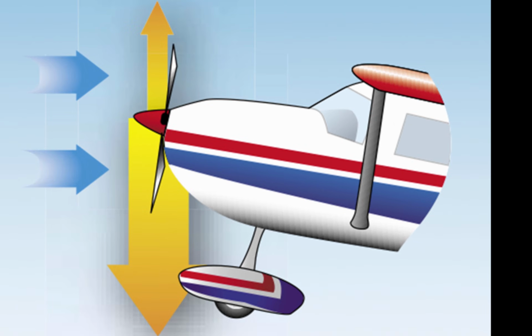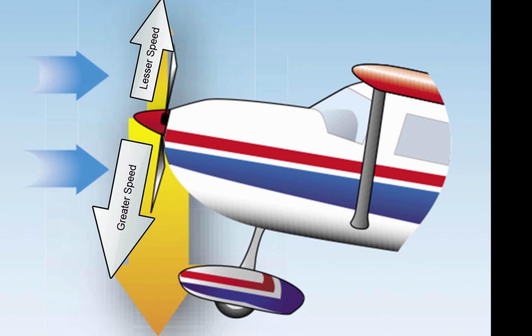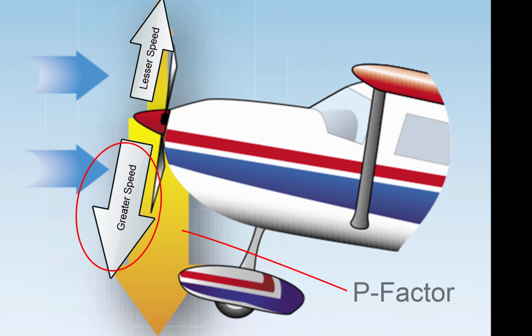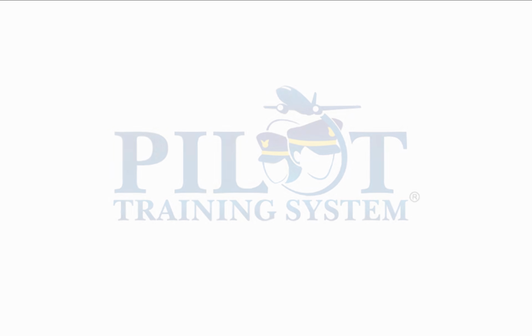The reason is that the blade moving downward has a greater speed through the air because it's moving into the wind, while the blade moving up travels with the wind. Because the propeller is an airfoil, the faster the blade moves through the air, the more lift it produces. Therefore, the faster moving blade causes an unbalanced forward thrust, called P-factor, or the asymmetrical loading of the propeller.